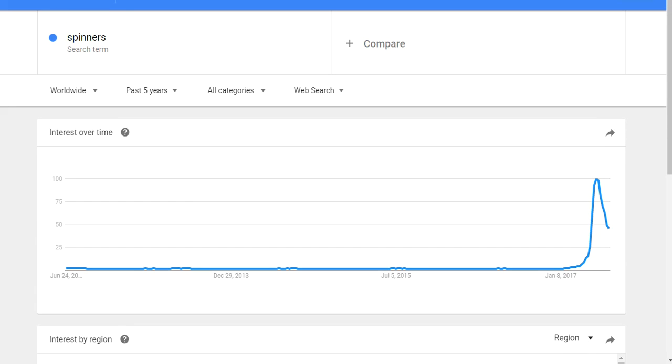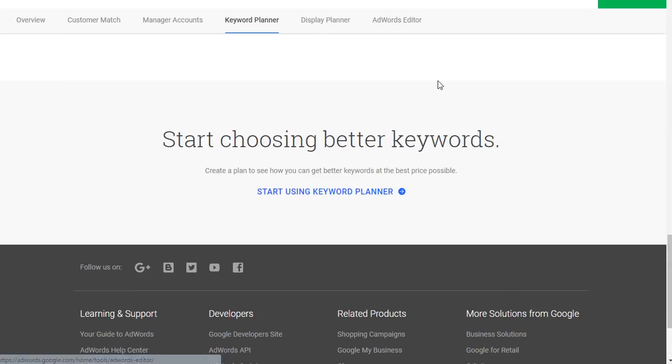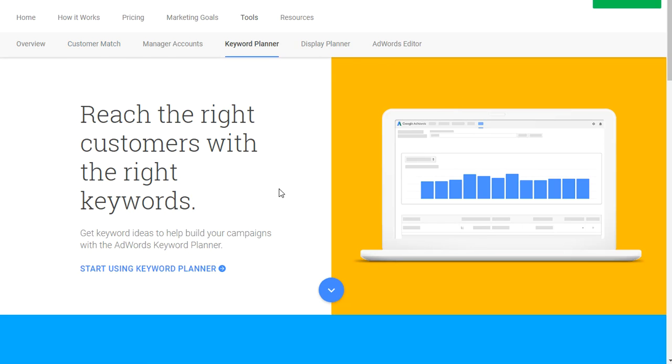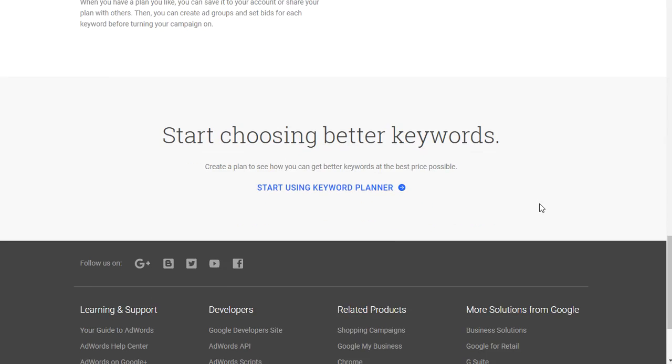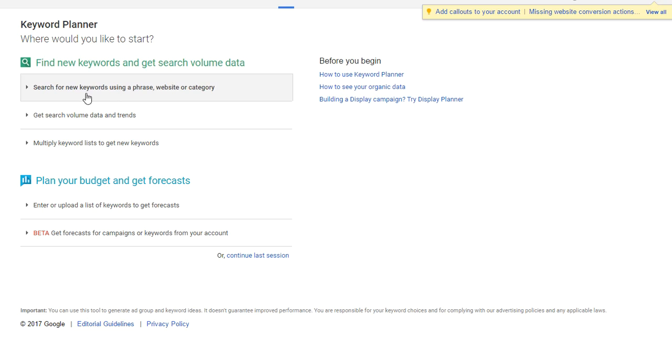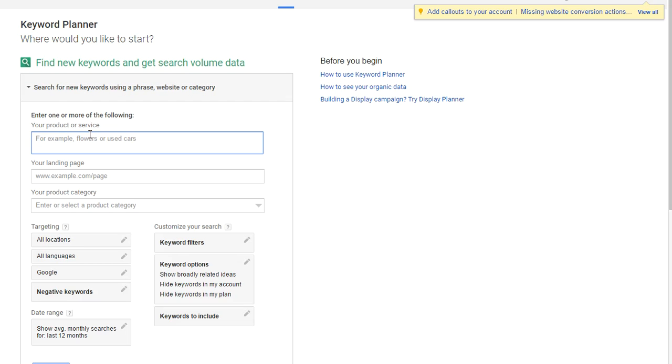The other tool I wanted to show you is the keyword planner. Now, if you just go to Google and type in the words keyword planner, you'll come up with a page like this. You'll come down here and click this start using keyword planner. It'll ask you to be logged into Google, so you'll want to have a Google account. And then you'll come to a page like this, and I believe it's this one right here that we want to search for. And we can put in a keyword here.